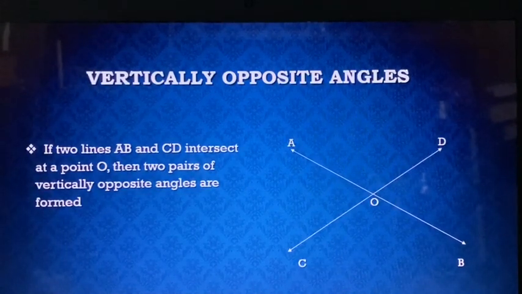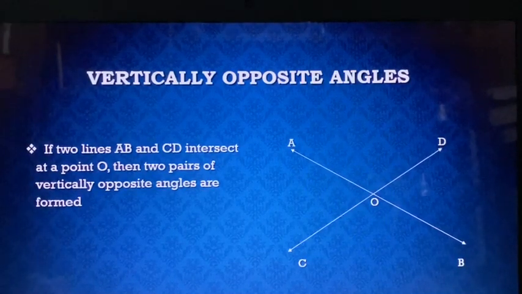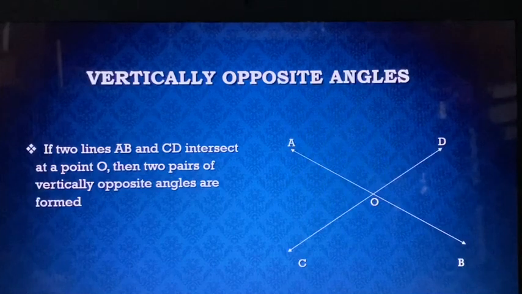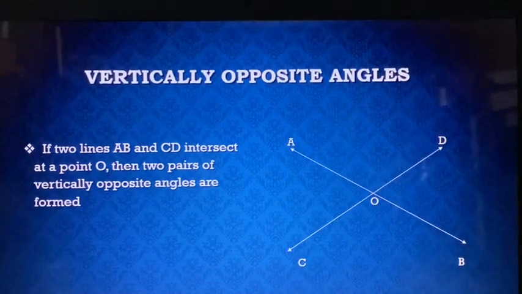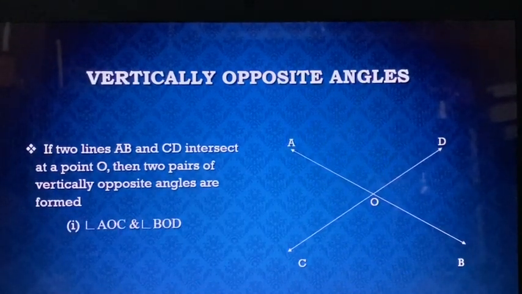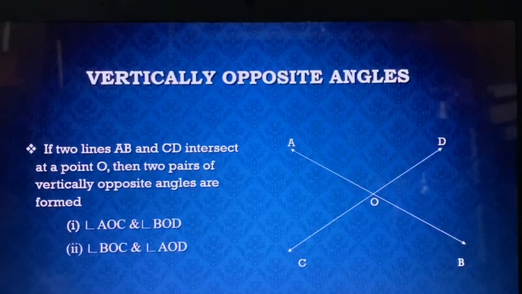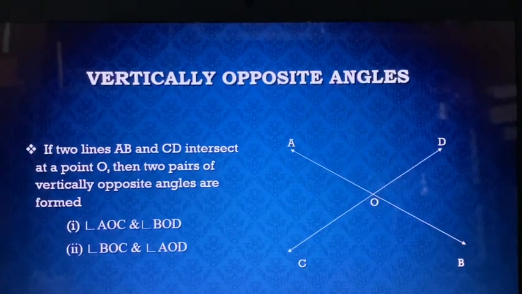All these are 4 angles, but we can group them as 2 pairs. So angle AOC and angle BOD is one pair which are vertically opposite. And what is the second pair? The first pair is angle AOC and angle BOD, and the second pair is angle BOC and angle AOD. So you have 2 pairs of vertically opposite angles. So we've seen all the 3 definitions.